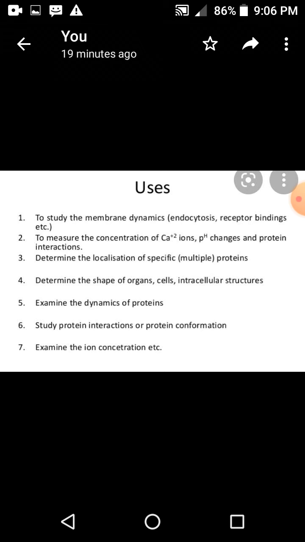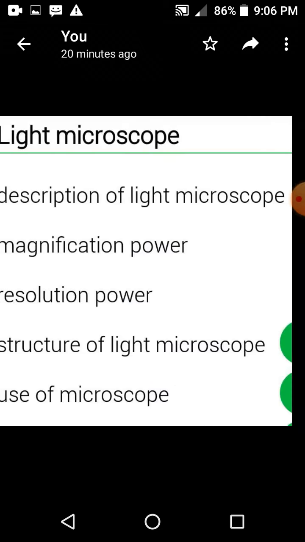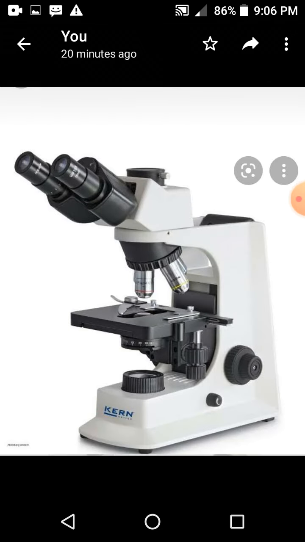Okay, one thing that I forgot to tell you is that the light microscope can only show the cell and cell membrane, but not the cell organelles. It cannot resolve the cell organelles. To see cell organelles, we use the electron microscope, and I will tell you about the electron microscope in my next lecture.